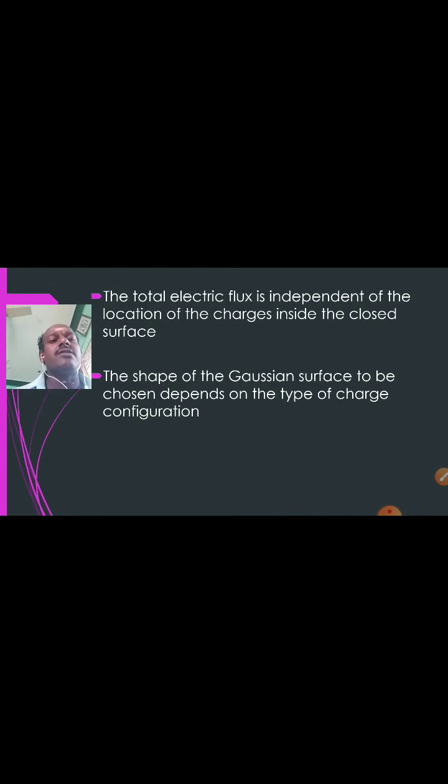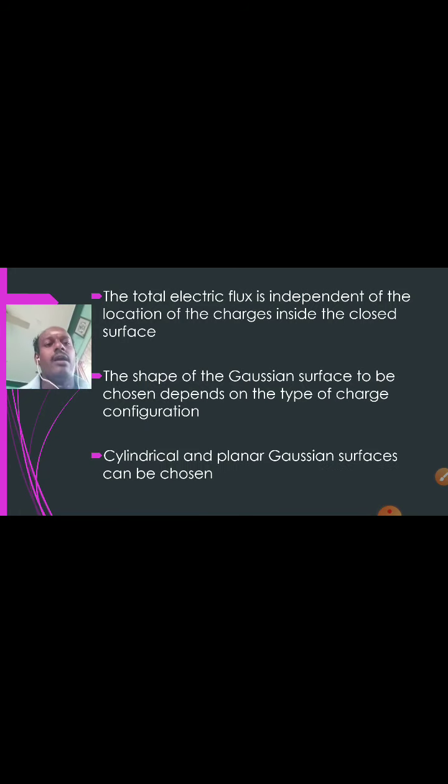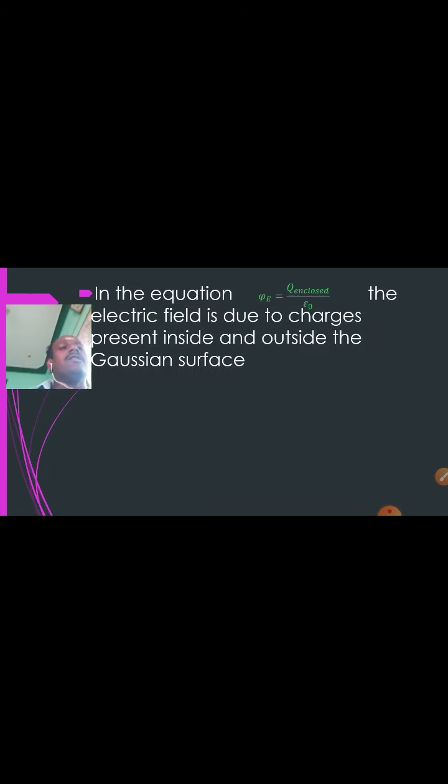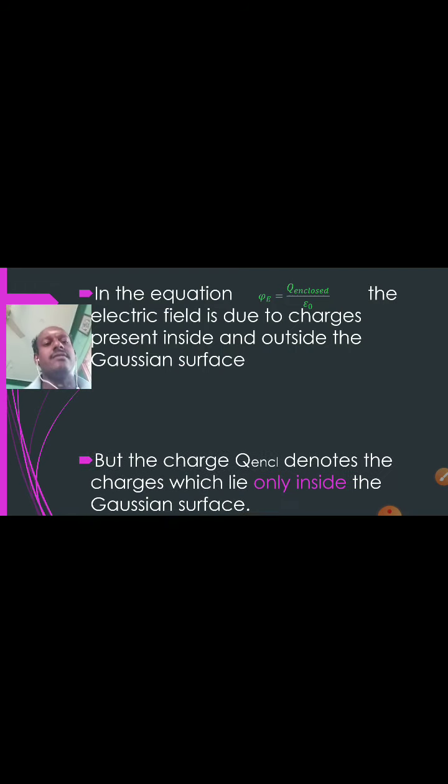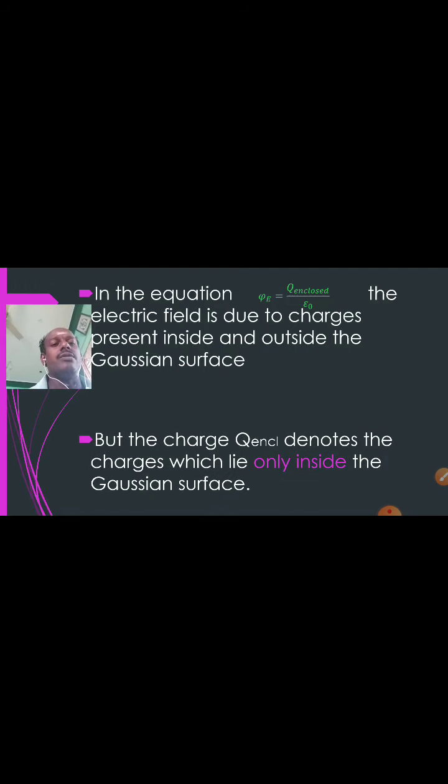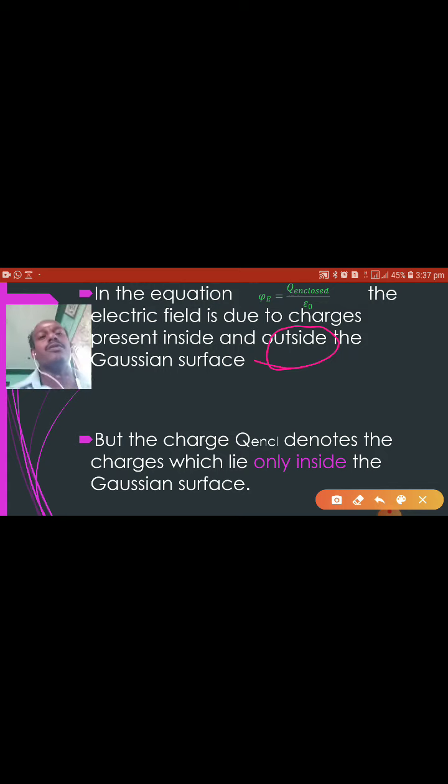The shape of the Gaussian surface to be chosen depends on the type of the charge configuration. The cylindrical and planar Gaussian surfaces can be chosen. In the equation Q enclosed by epsilon naught, the electric field is due to the charges present inside and outside the Gaussian surface. But the charge Q enclosed denotes only the charges which lie inside the Gaussian surface. The charges outside the Gaussian surface will not contribute anything to the electric flux. This is what I have already told you.